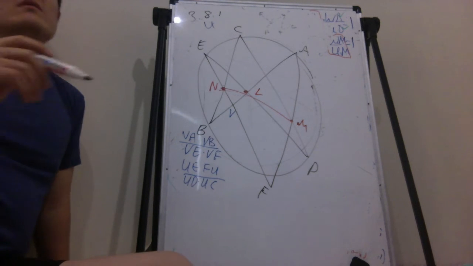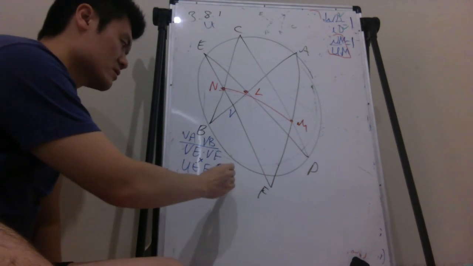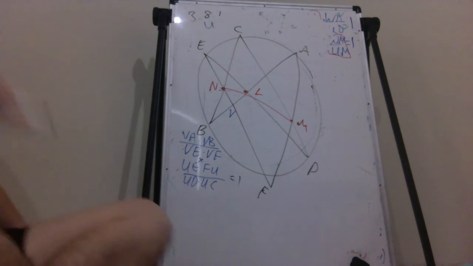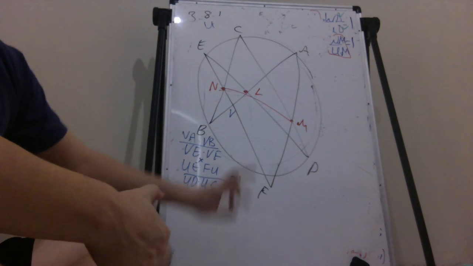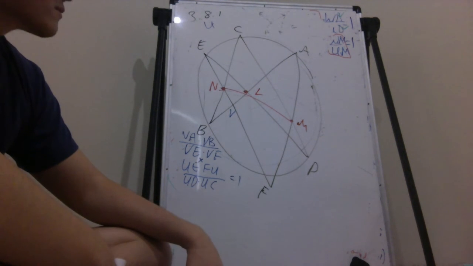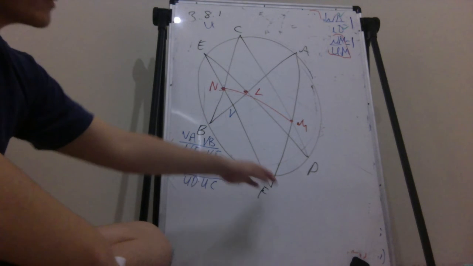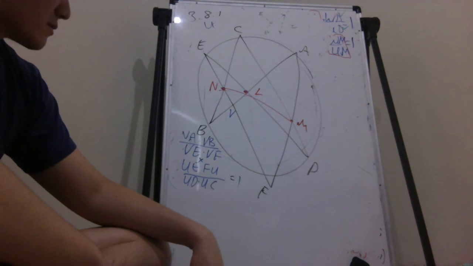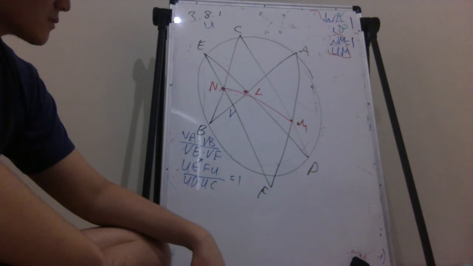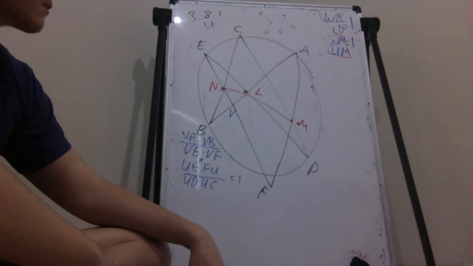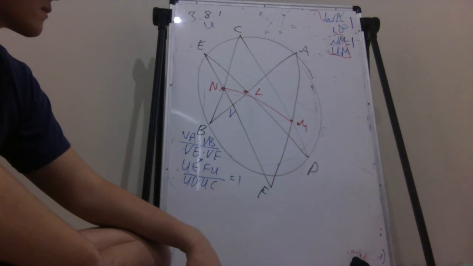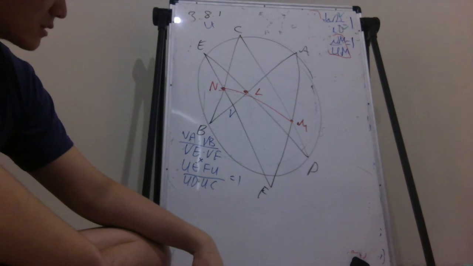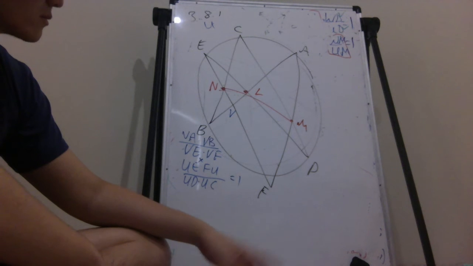So everything else is 1, and the product of these things is 1. But it's not clear that they both have to be 1. If they were 1, then that would be good. So timing together is not enough to conclude that the power is equal.